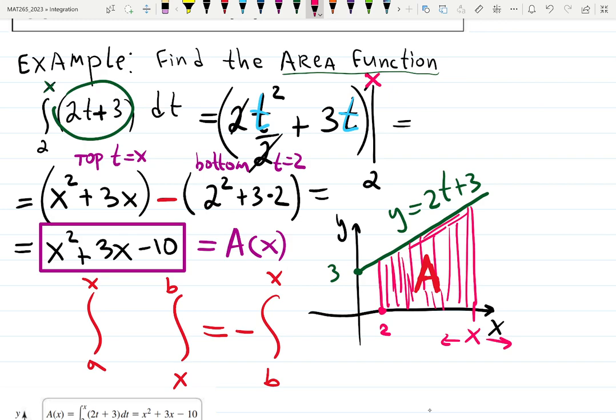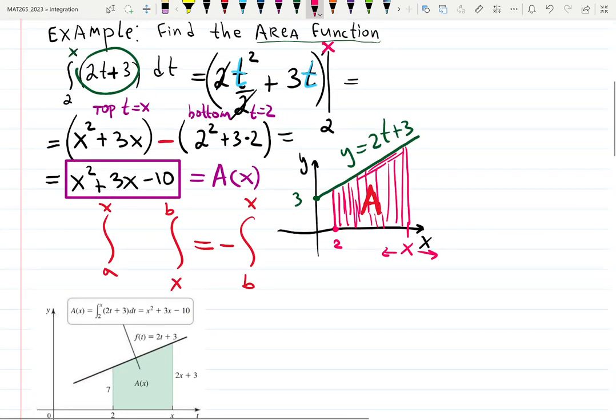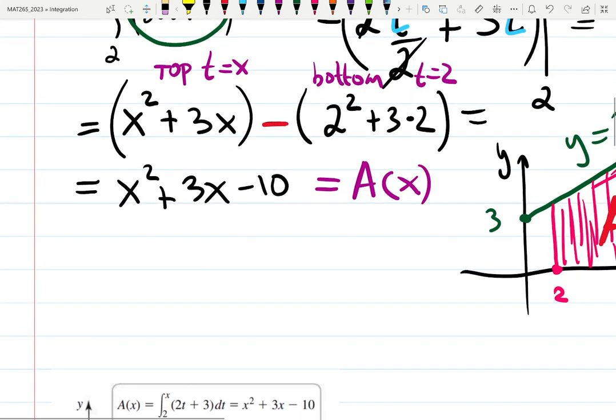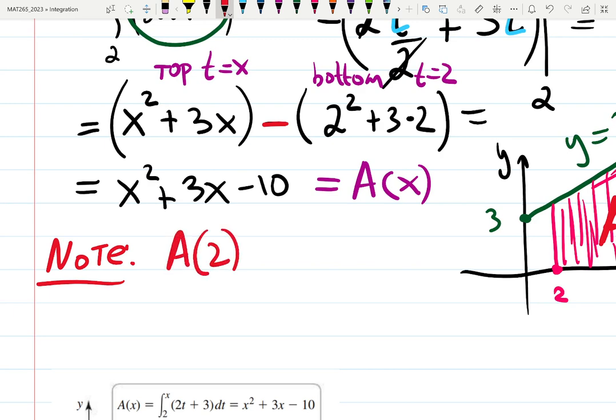But question to you. What is going to happen if I choose some curious examples? What is going to happen if I want to find the area when x is 2? Then the integral will be from 2, that was chosen originally, till 2.